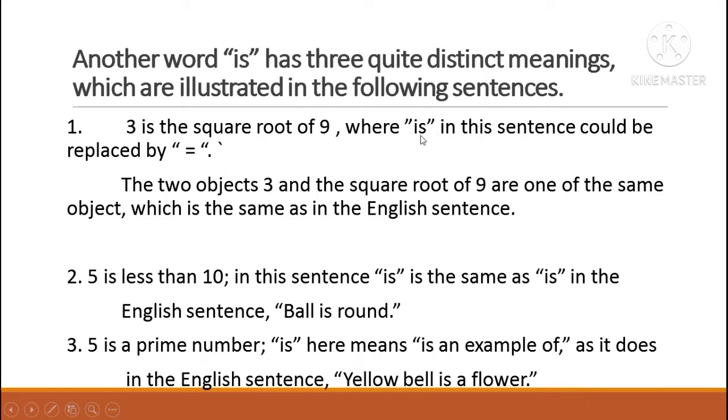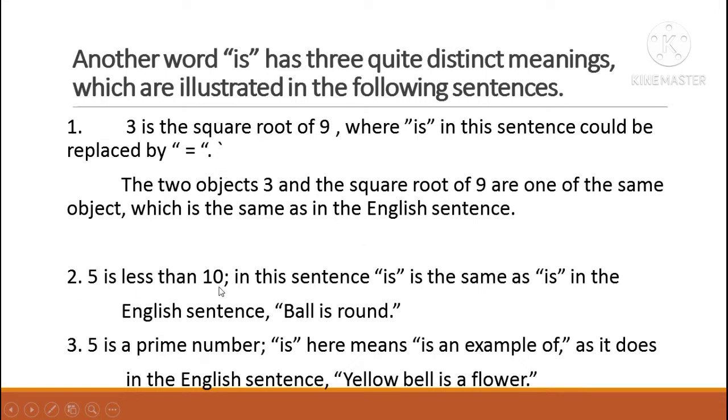Where "is" in this sentence could be replaced by "equal." Remember, the "is" became "equal." "Is" in mathematics could be replaced by "equal." The two subjects, 3 and the square root of 9, are one and the same object, which is the same as the English sentence.